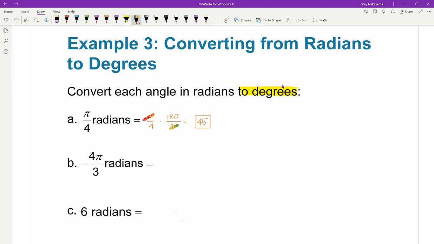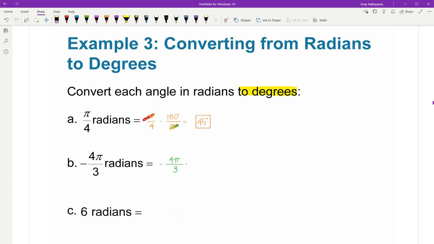I will say that radians, in the last examples that we did, are the one unit label that you don't have to put. But if you don't put a degree symbol, then it's assumed to be radians. So you've got to put the degree symbol when you're going to degrees.